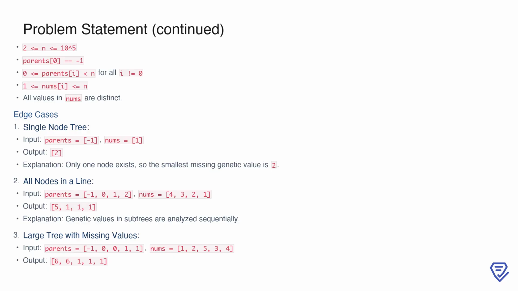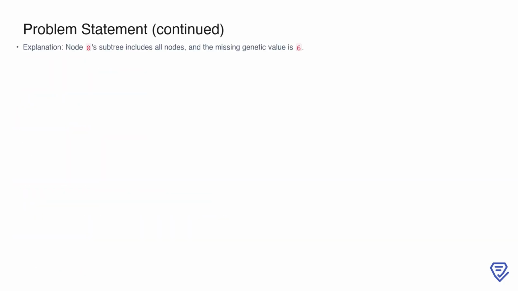Now, let's look at some edge cases. In a single node tree, like parents equals -1 and nums equals 1, the output is 2, since the only node already has the value 1. In a tree where all nodes are in a straight line, such as parents equals -1, 0, 1, 2, and nums equals 4, 3, 2, 1, the output is 5, 1, 1, 1, because node 0's subtree contains all values from 1 to 4, and all other nodes have missing values starting at 1. Finally, consider a larger tree with missing values, like parents equals -1, 0, 0, 1, 1, and nums equals 1, 2, 5, 3, 4. Here, the output is 6, 6, 1, 1, 1.